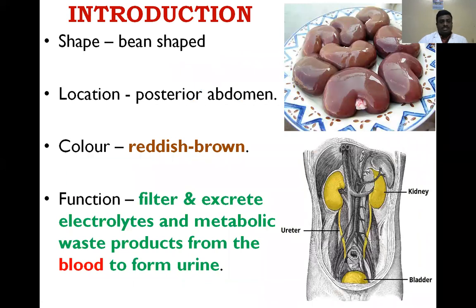Anatomy and physiology: you know very well the shape. These are the bean-shaped kidneys. The location is the posterior abdomen, and the color is reddish brown. The functions are filter and excrete. So today's topic is renal function test, and these tests mainly depend on filtration, excretion, and reabsorption.